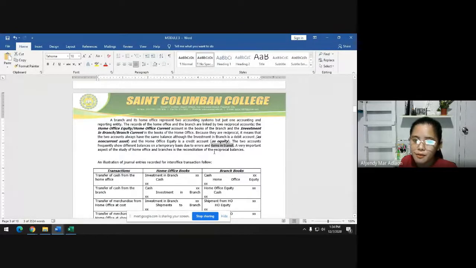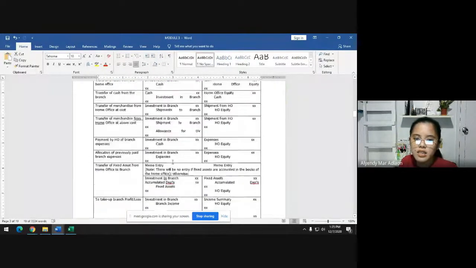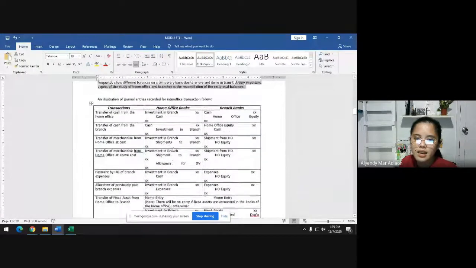Now, what if matungdan nga kanang in transit is at the end of the reporting period? So that is why kinahanglan nato sila balansihon. A very important aspect of the study of the home office and branches is the reconciliation of the reciprocal balances. You will find there in your post test, no? Now we have items there that would require you to reconcile the reciprocal balances. Okay, these are examples of the journal entry.